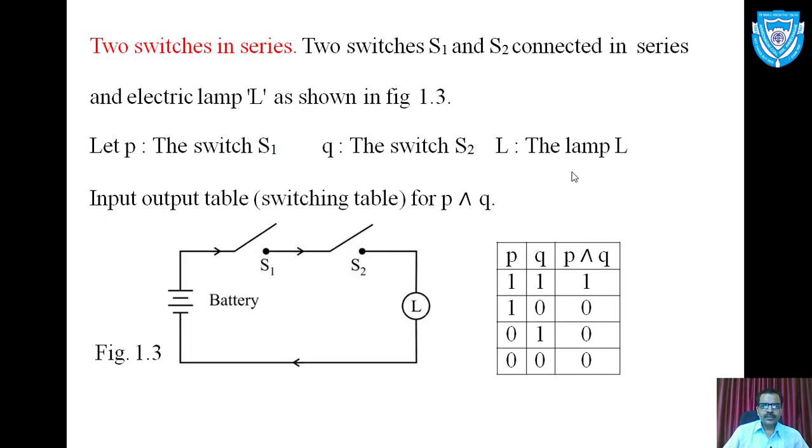Okay. Now consider the compound statement P and Q, and let us draw the truth table of compound statement P and Q. That truth table is also called as input output table. You can see on the screen. In the table, first column is P, second column is Q, and third is P and Q.